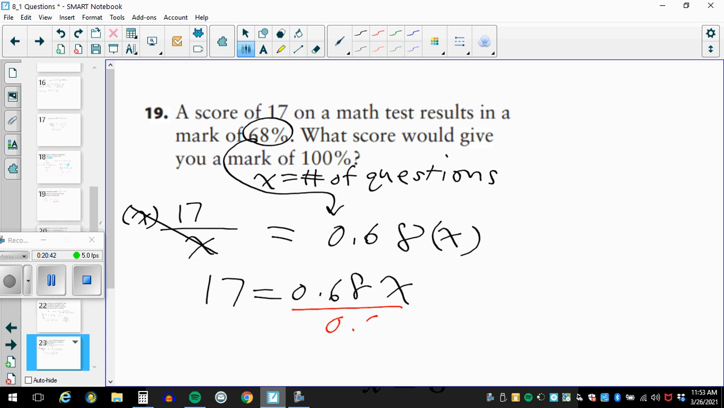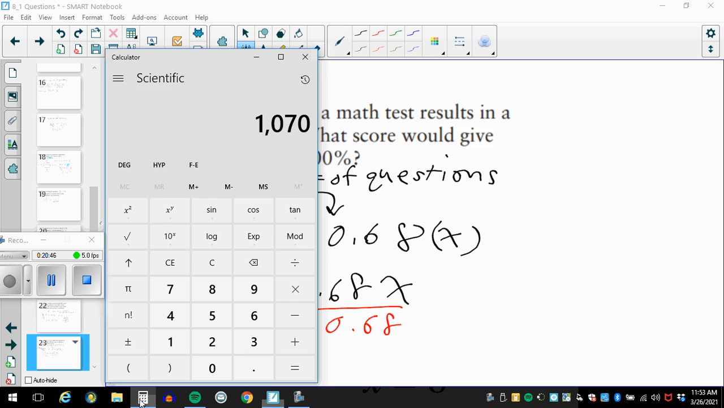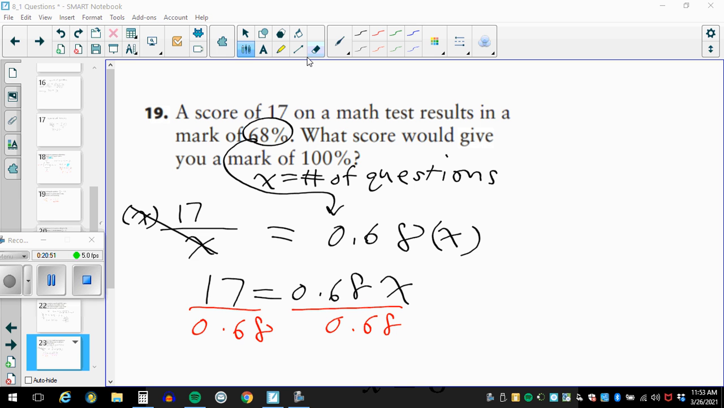My second step is to divide by the coefficient. And 17 divided by 0.68 equals 25. So how many questions were on the test? This means that 17 out of 25 was 68%. What score would give you a mark of 100%? 25 out of 25. The answer to this question then is 25 out of 25 would equal the 100%.